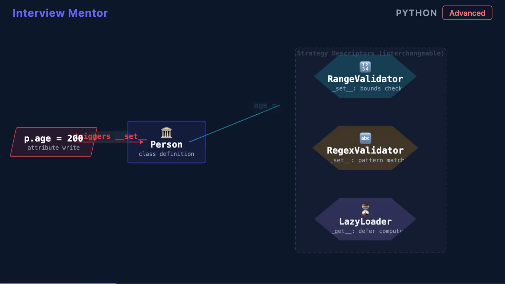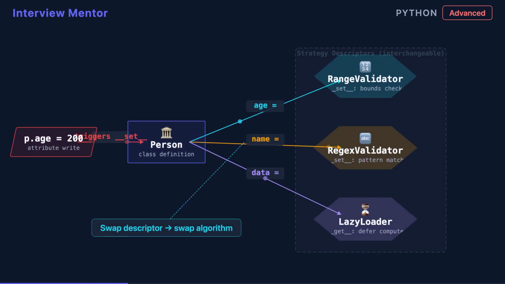Here's the strategy pattern connection. Each descriptor class encapsulates a different algorithm. A RangeValidator enforces numeric bounds in __set__. A RegexValidator pattern matches strings. A lazy loader defers computation in __get__. These descriptor instances, assigned as class attributes, are your strategy objects.